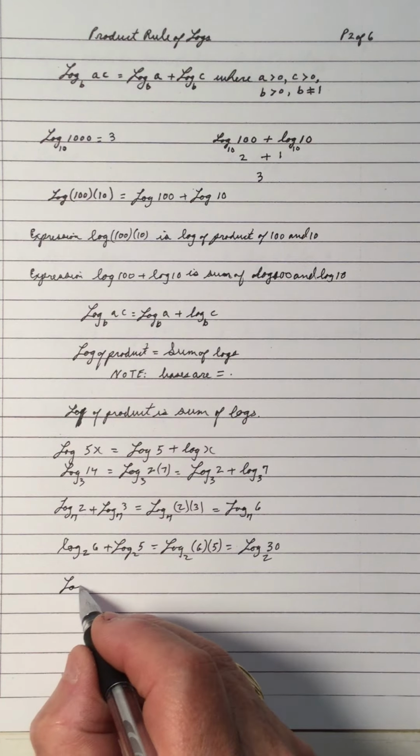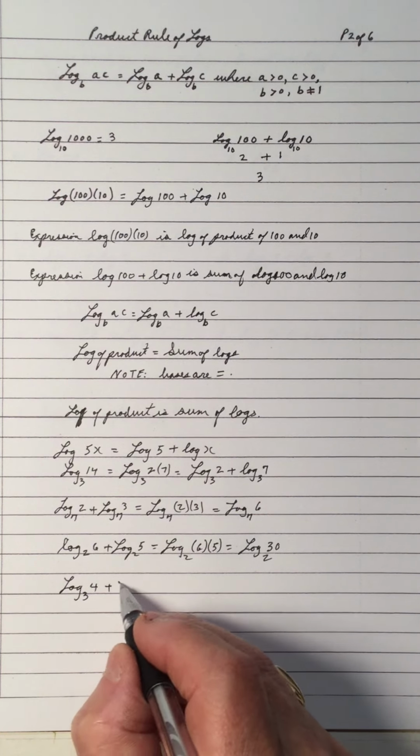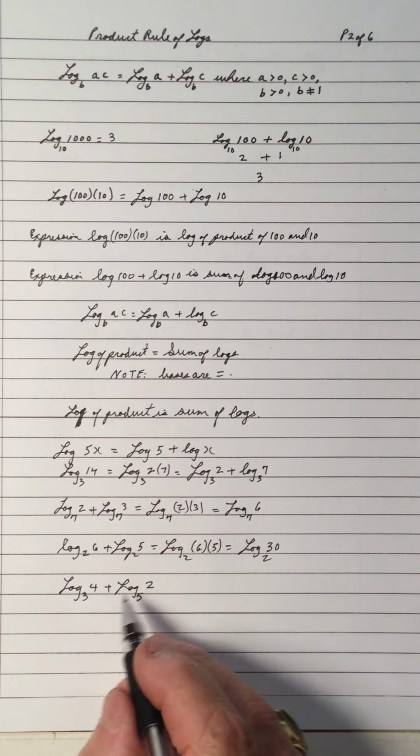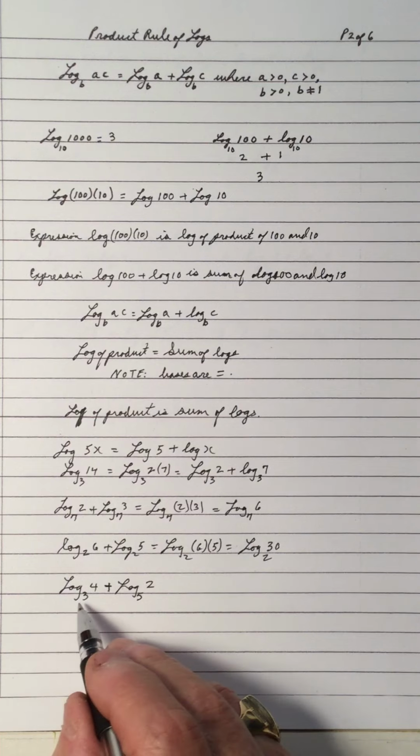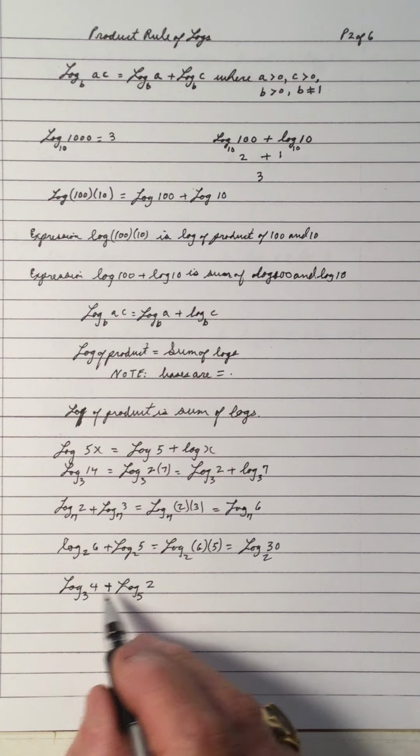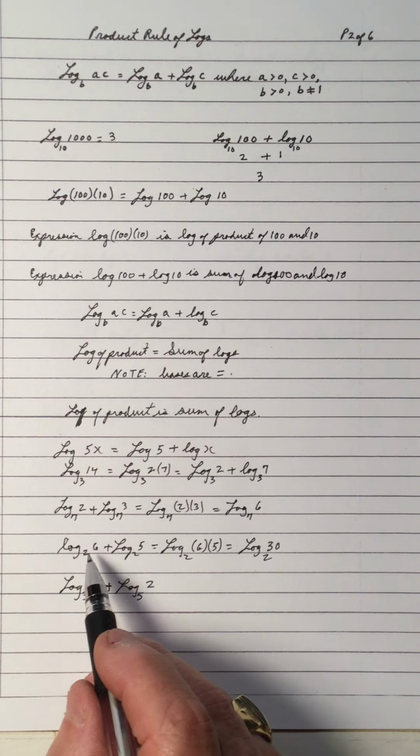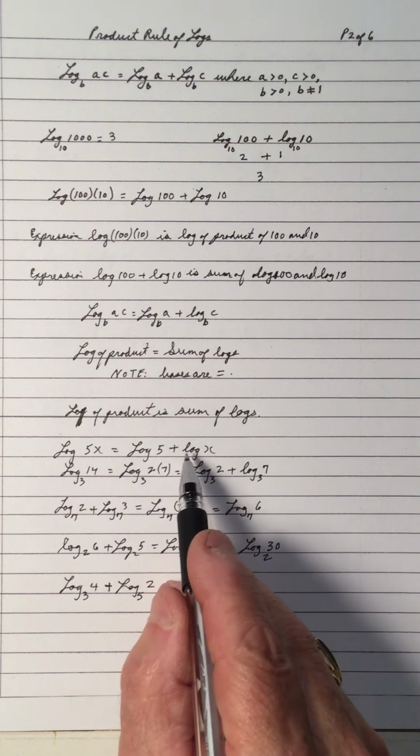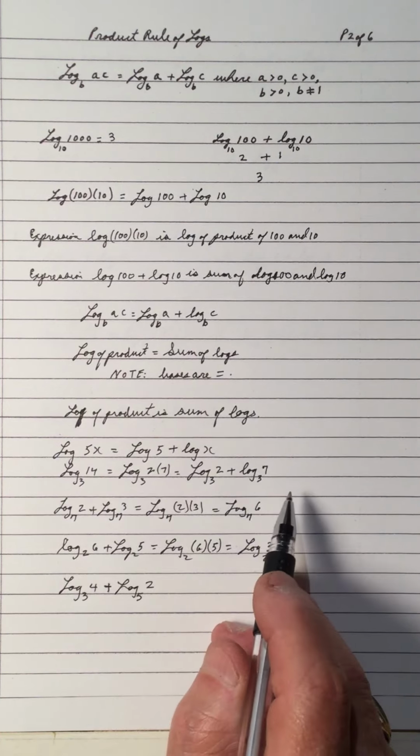And the log of 4 base 3 plus the log of 2 base 5. Notice this is a sum, but we can't combine them because the two bases are not the same. So right now I can't combine these to make them a single log. Again, the log of the product is the sum of the logs, and the sum of the logs is the log of the product. Just reverse it.